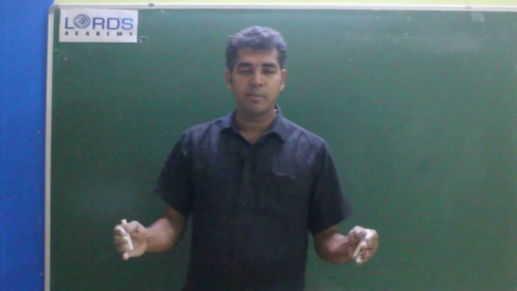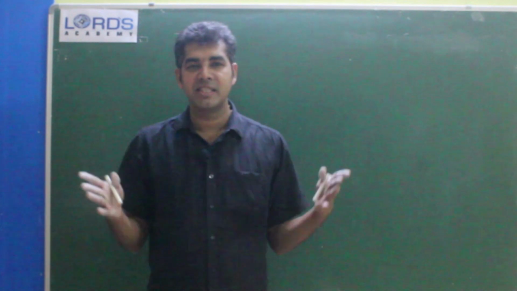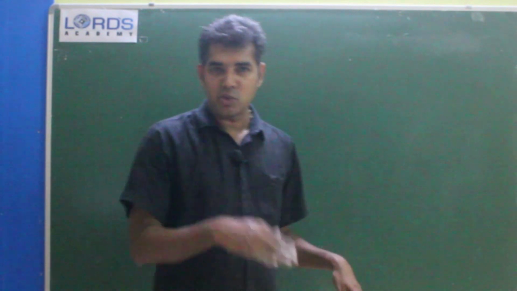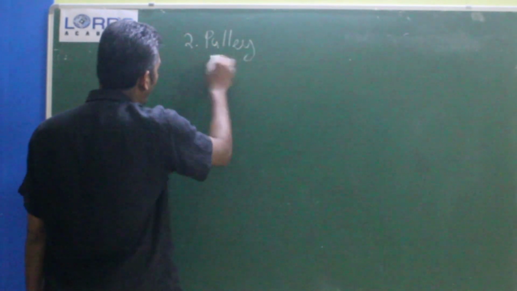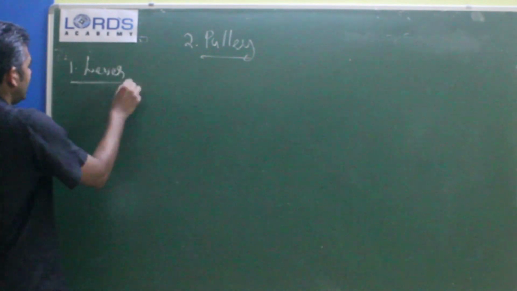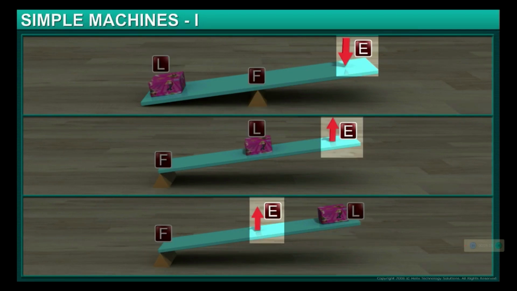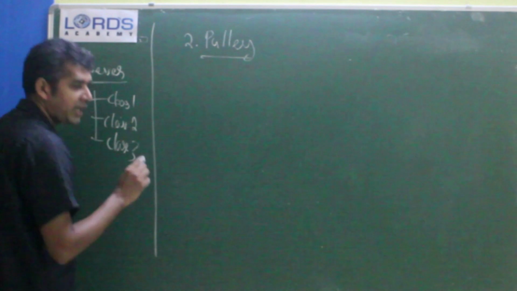Now we are going to discuss the second type of simple machine, pulley. We have told there are 6 common simple machines we are using in our daily life. First one is lever, second one is pulley, P-U-L-L-E-Y, pulley. First one is lever. Lever we have 3 cases, class 1, class 2, class 3. Okay.